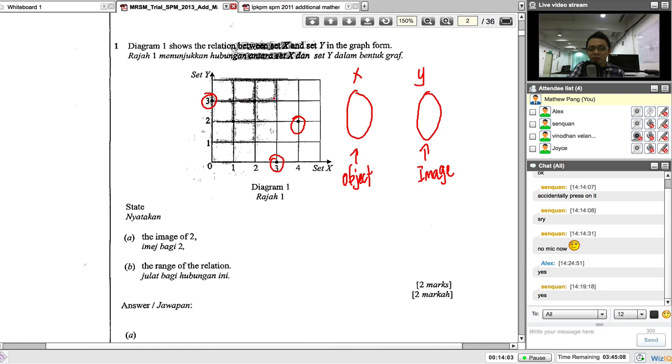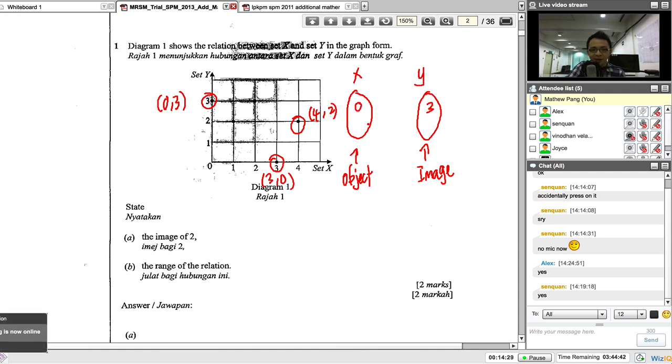And then you also need to know how to read this diagram. So in my x-axis over here, I write out the coordinates. This one is 0, 3. This one is 3, 0. And this one is 4, 2. I hope I'm correct. So this is 0, this is 3, and then this is 3, this is 0, and then this is 4, this is 2. So this is how the function works. I just drew it out as a function diagram to make sure you can see it easily.